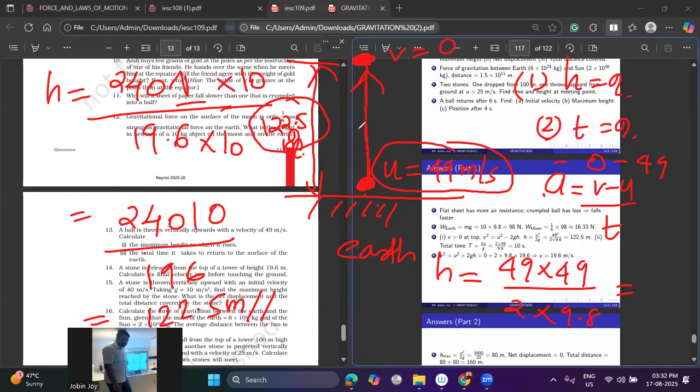So I'm throwing a ball upwards with a velocity of 49 meter per second. It will reach this height. So the height is 122.5 meter. The ball will reach a height of 122.5 meter. So the second part is, what is the total time it takes to return to the surface of the earth?